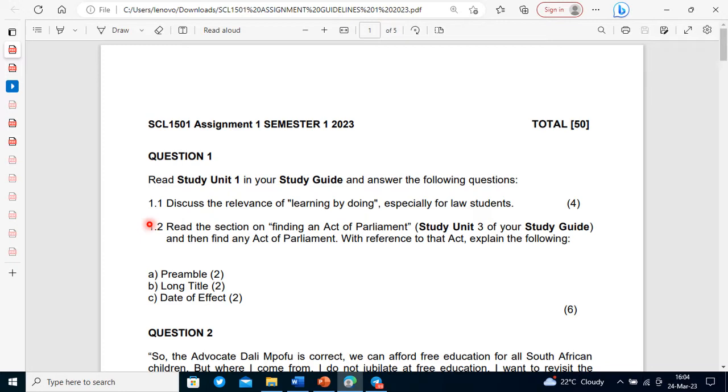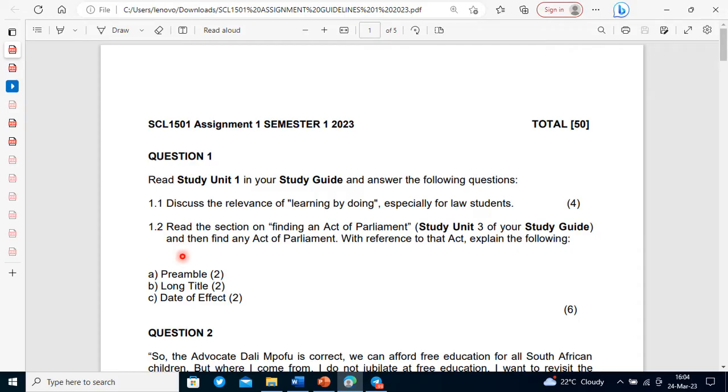You just write the name of the act, then you say A, and then you write the preamble. The preamble is the introduction statement in that act. So A is going to be the introduction statement of that act, and then B, long title. The long title is the purpose of the act, and then C is date of effect. The date of effect, I do believe, is the commencement date, which means when did this law come into power or start being used. When did it start? Then you just write the date, the month, and the year. Then we are done with this question.